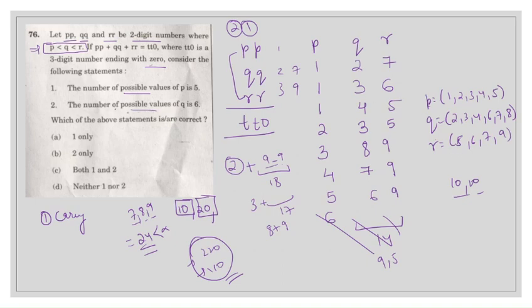So now they're asking the possible values of P is equal to 5. तो first statement correct है and Q की जो है वो 6 है. So both these statements are correct. So the answer will be equal to option C, that is both 1 and 2 statement is correct. Thank you.